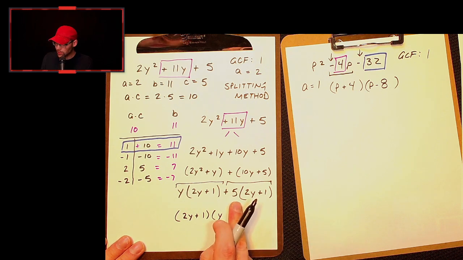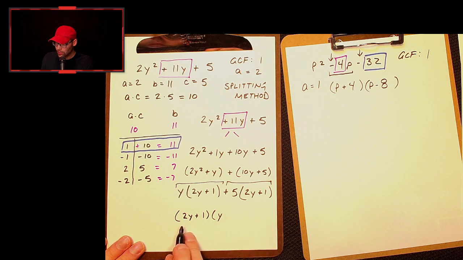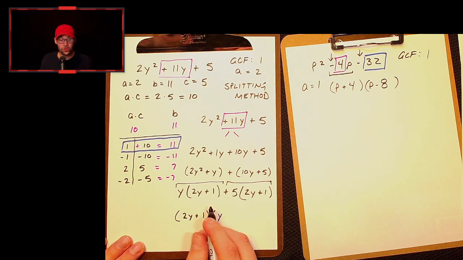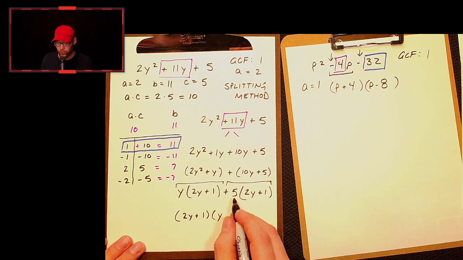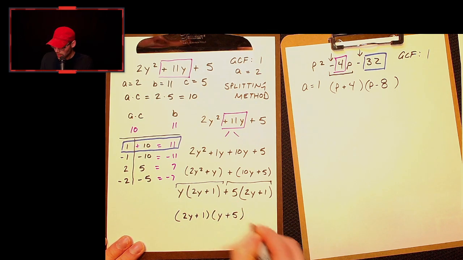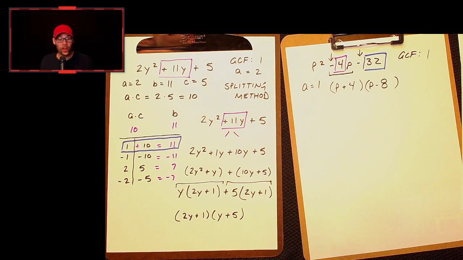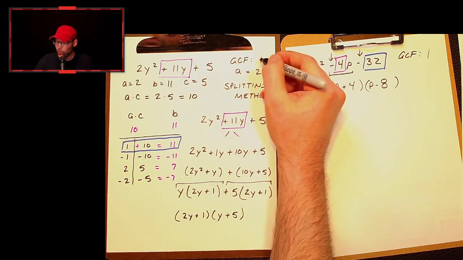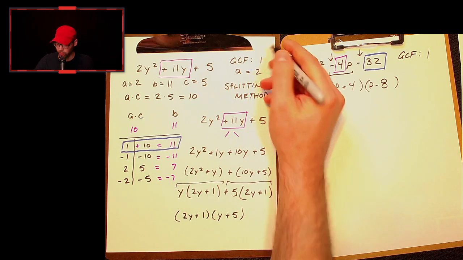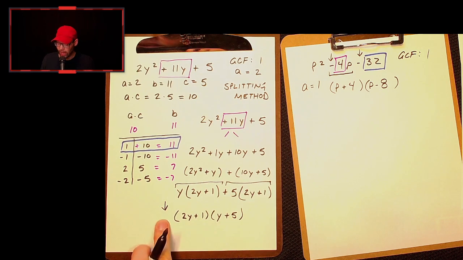And then we do the same thing over here. We're going to have 5 times 2y plus 1 divided by 2y plus 1. Those factors cancel. We're left with just positive 5. And there it is. This would be our final factored answer. And if we did have a greatest common factor, we would actually slap that out front as multiplication. But because here our greatest common factor is 1, it doesn't really make a difference.